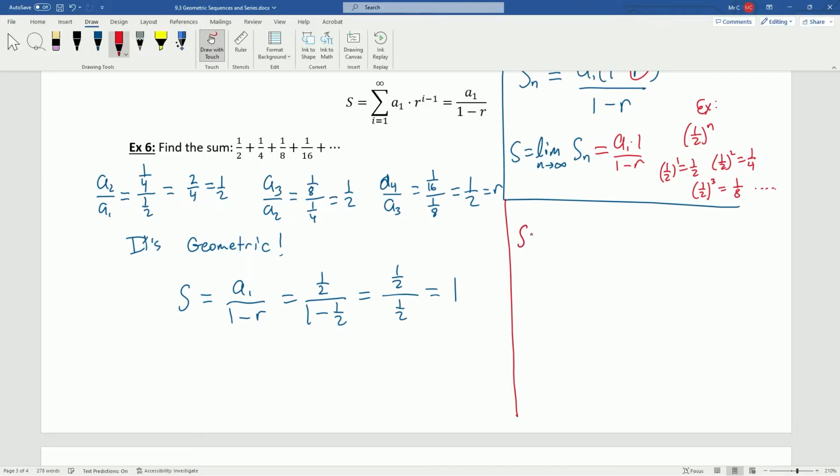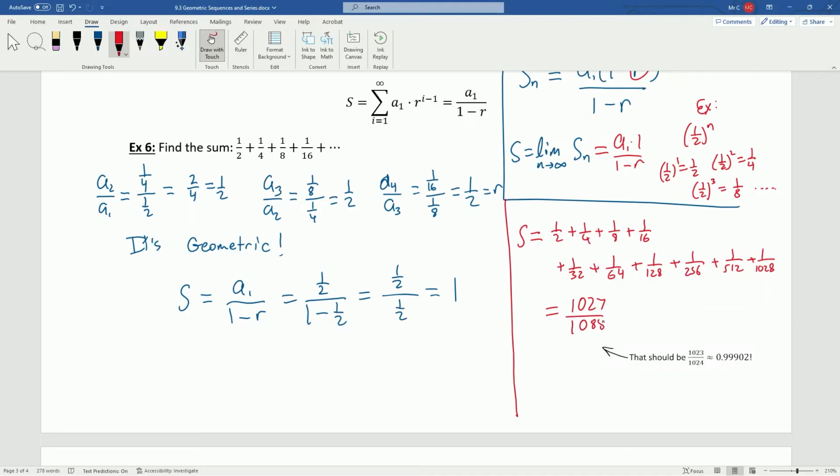Let's just take a look at the sum of the first 10 of these terms. 1/2 plus 1/4 plus 1/8 plus 1/16 plus 1 over 32 plus 1 over 64 plus 1 over 128 plus 1 over 256 plus 1 over 512 plus 1 over 1024. Now, spoiler alert, I know what this adds up to. It adds up to 1023 divided by 1024. I wrote it wrong for some reason. So let's plug this into a calculator.